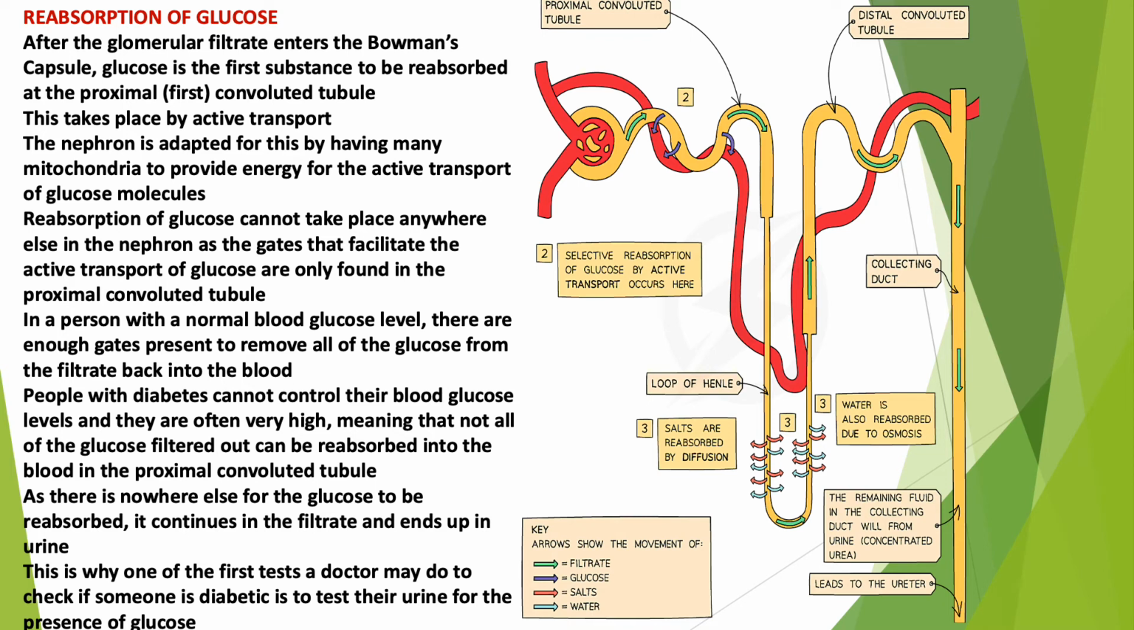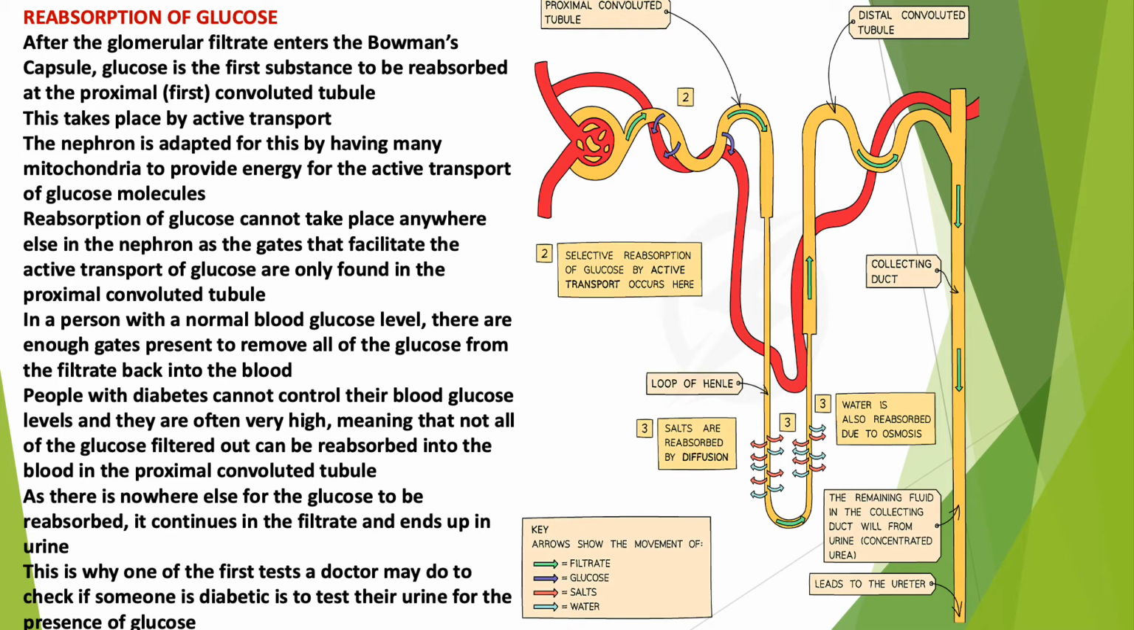Reabsorption of glucose. After the glomerular filtrate enters the Bowman's capsule, glucose is the first substance to be reabsorbed at the proximal convoluted tubule, PCT. This takes place by active transport. The nephron is adapted for this by having many mitochondria to provide energy for the active transport of glucose molecules.